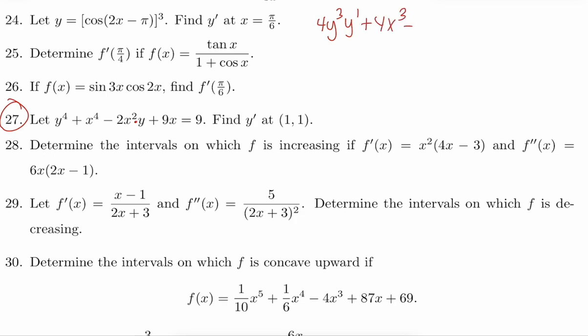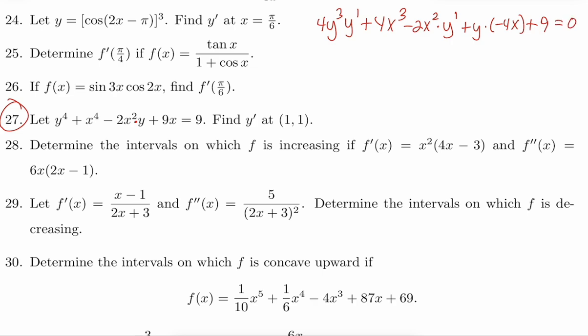Now, minus the first times the derivative of the second. That's a y prime. Plus the second times the derivative of the first. I'm going to attach that -2 to the x squared and make it -4x. The derivative of 9x is 9. The derivative of 9 is 0.